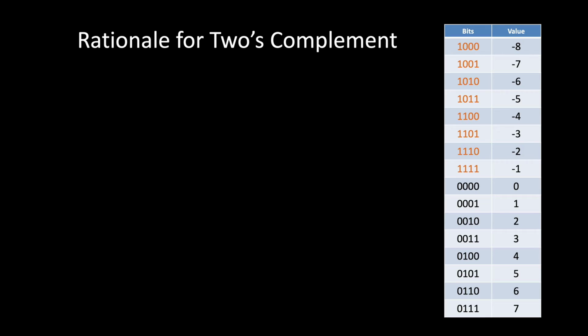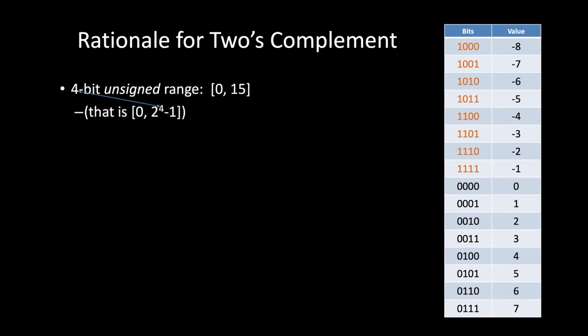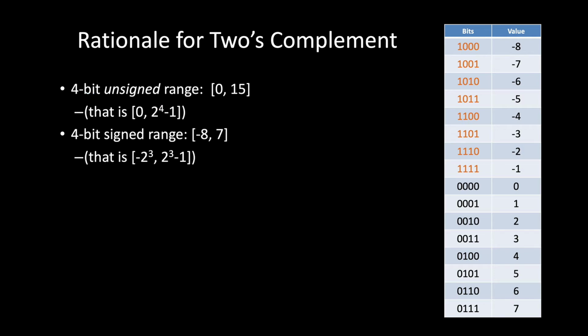To help you see what's really going on, let me point a few things out. First, remember when encoding unsigned numbers, 4 bits gives you a range of 0 to 15. That is 0 to 2 to the 4 minus 1. When we encode signed numbers, we want about half of the numbers to be positive and half to be negative. So that gives us a range of -8 to 7. 8 is half of 16, so we get about half of the numbers below 0 and half at or above 0.